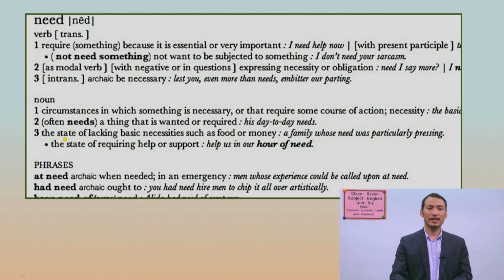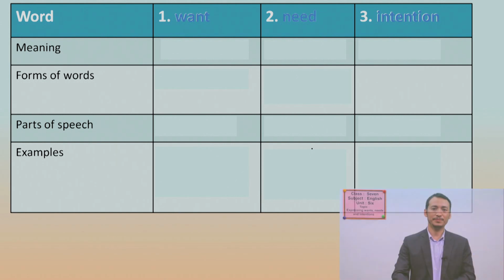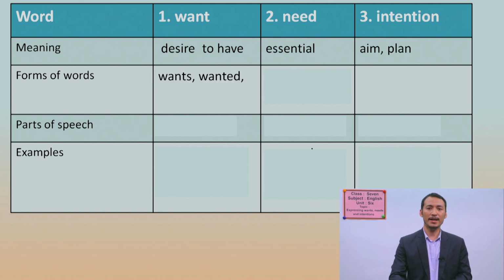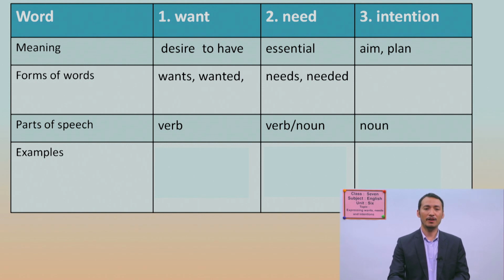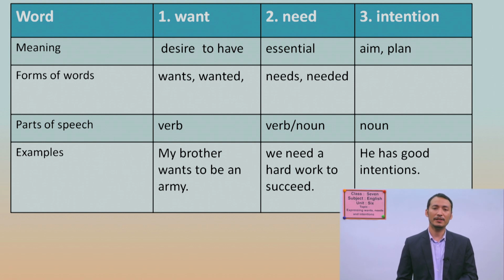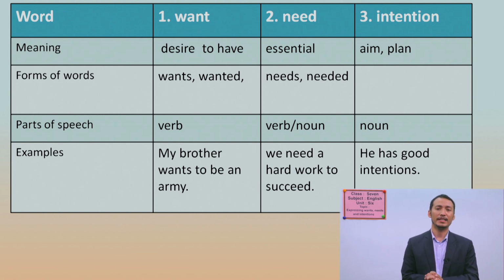All right, students, so these are the things that we learn. Now let's quickly see the table here. Okay, for this table you can complete like this. Meaning, desire to have, essential, plan. Okay, here parts of speech. You can say noun, verb. Okay, my brother wants to be an army man. These are the examples. Here, these are the parts of speech. Okay, this table is given in your book, so you have to complete it by looking at the dictionary, like I showed you on the screen. You can check in the dictionary and complete the table.